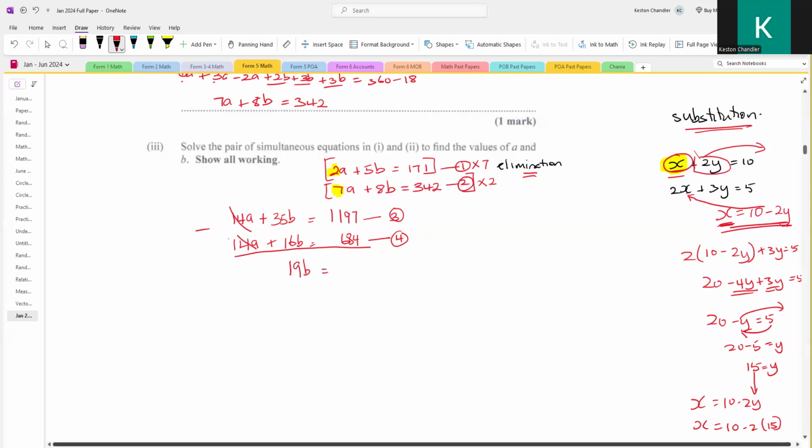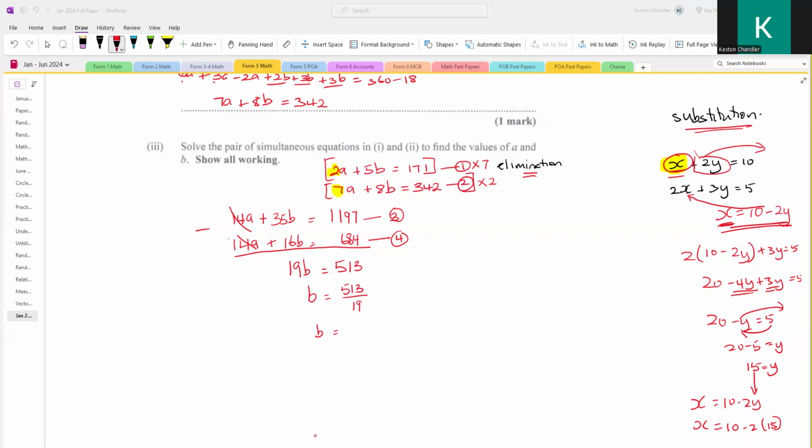And we get 1197 minus 684. That's 513. To find out the value of B now, we will divide 513 by 19. And that works out to be 27. Now we're not done yet.